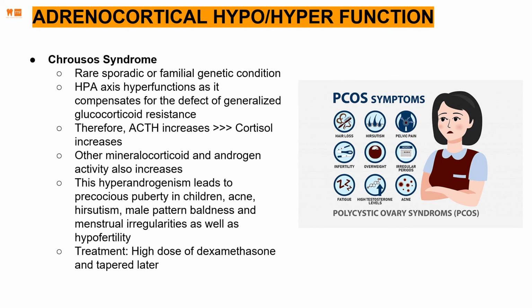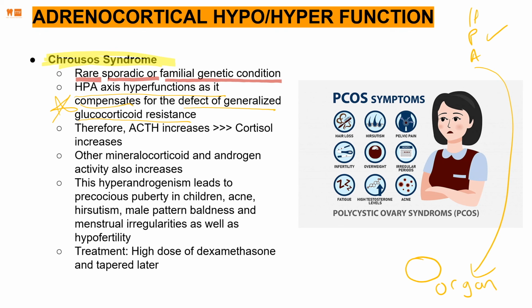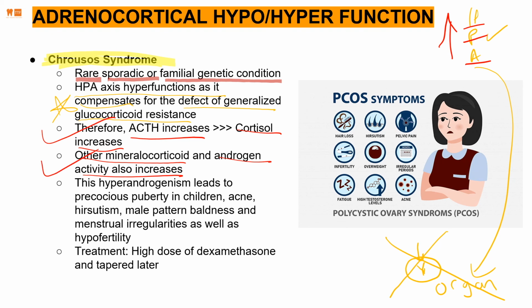Lastly, this is something that we don't traditionally always talk about, but Chrousos syndrome, it's a rare, sporadic or familial genetic condition. HPA axis hyperfunction, again, same thing. It compensates for the defect in the generalized glucocorticoid resistance. So, HPA is good. It goes to organs, and the intracellular receptors inside deny the access. Hence, all of this goes into hyperfunction. Therefore, ACTH increases, cortisol increases, other mineralocorticoids and androgen activity increases.